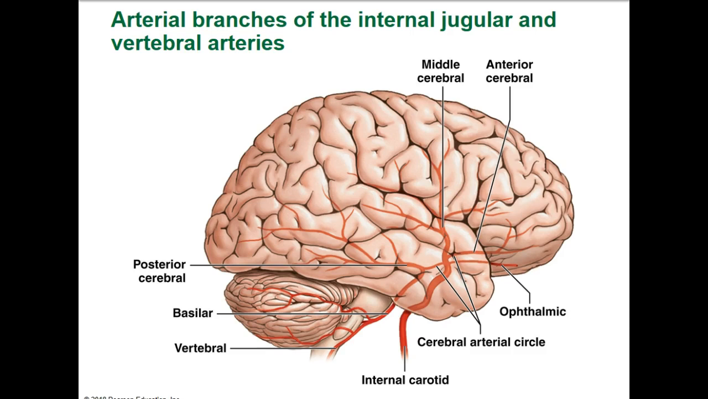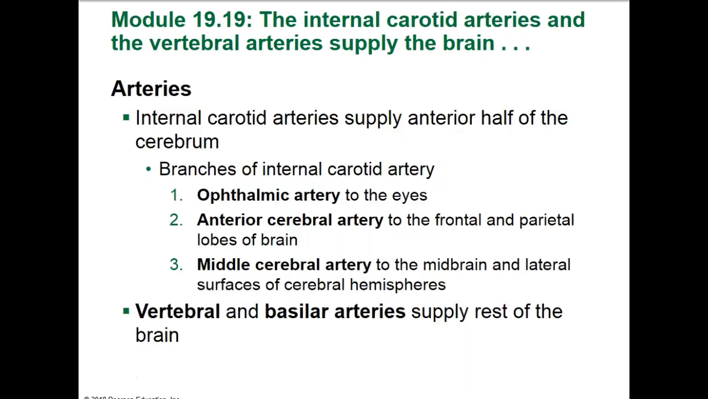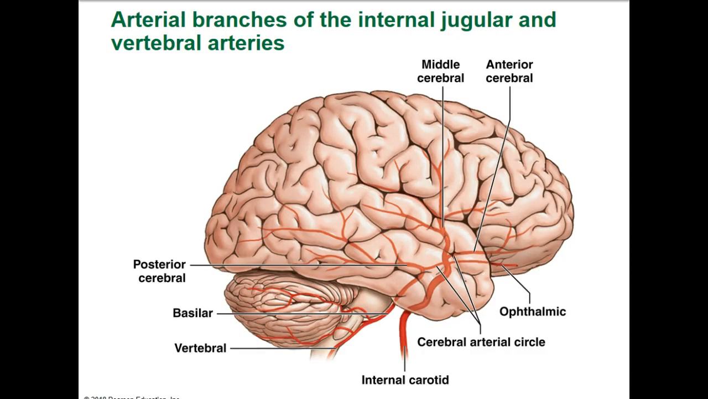And those are shown here. Again, these are branches of the internal jugular and vertebral arteries. That should be internal carotid. Did you catch that? What is jugular? Is jugular an artery?